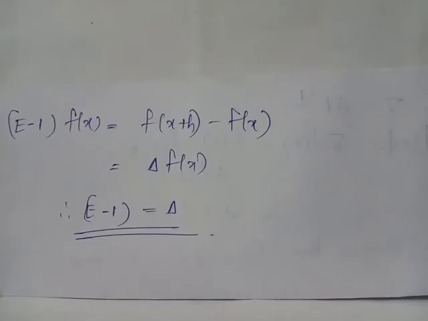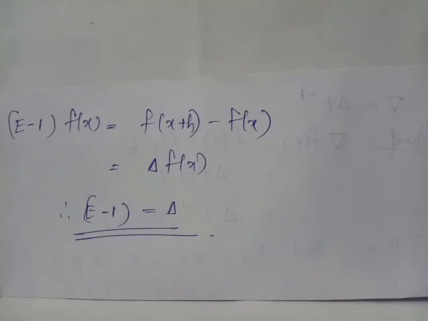Now we will prove that E minus 1 equals delta, which is the forward difference operator. When f of x is given as input to the operator E minus 1, you will get f of x plus h minus f of x, because when f of x is received as input by the shift operator E, the output displayed is f of x plus h. Thus you have E minus 1 f of x equals f of x plus h minus f of x.